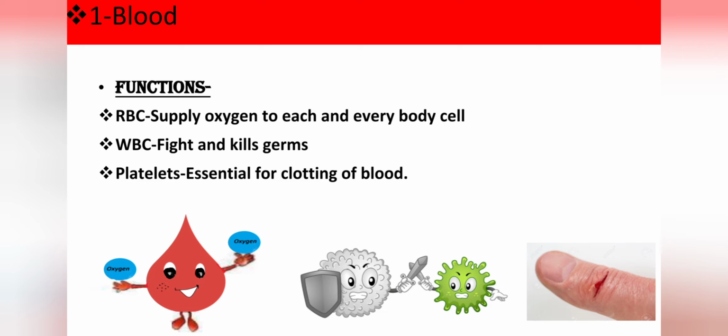What happens if you get injured? The blood starts oozing out of your body. So does the blood keep on flowing or does it stop after some time? Certainly the blood stops after some time. That is because the platelets form the platelet plug and do not allow the blood to come out.